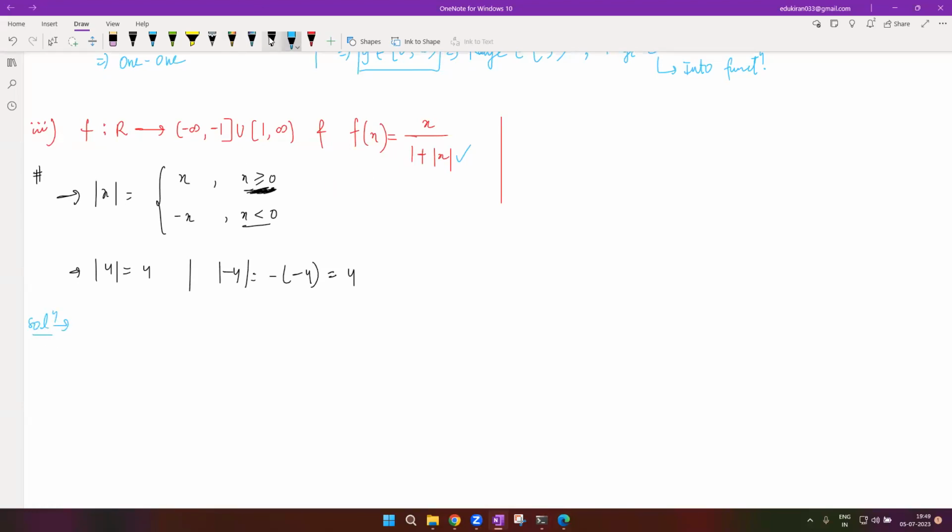This was just a small demonstration about modulus, and the graph of modulus is like this, a V shape. This is y equals x, and this is y equals minus x. This is the modulus function. So just a minute.